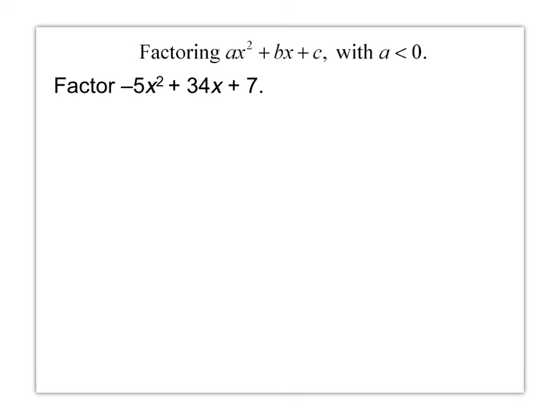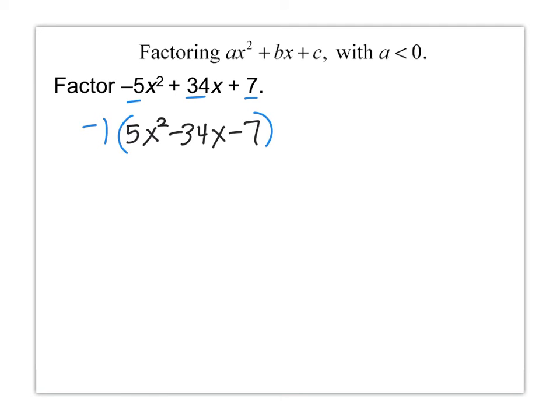So this trinomial has no greatest common factor. There is no number that goes into all of those, but the fact that the leading coefficient is negative will indicate that we should factor out a negative 1 to begin with. When we're factoring out a negative 1, what will happen here is all these signs will change. The negative 5 divided by negative 1 changes to a positive 5x squared. The plus 34 divided by a negative 1 would be a negative 34x. And then the plus 7 divided by a negative 1 turns into a minus 7.